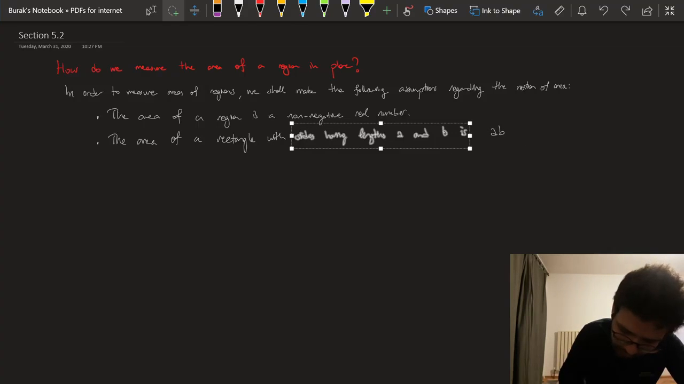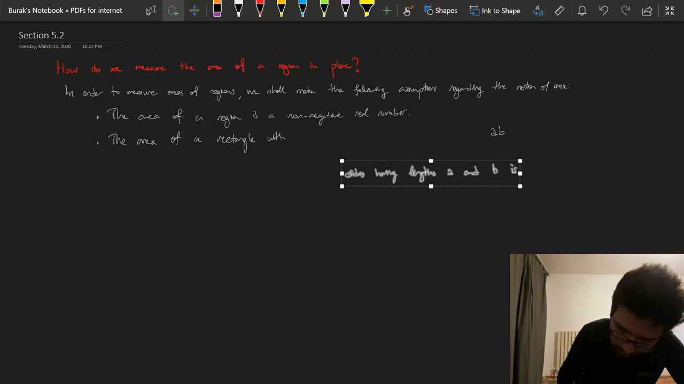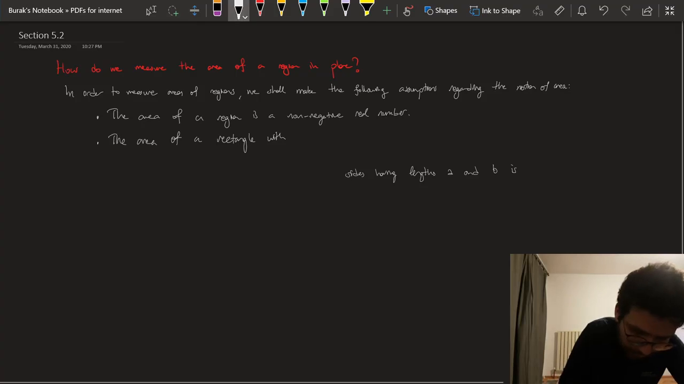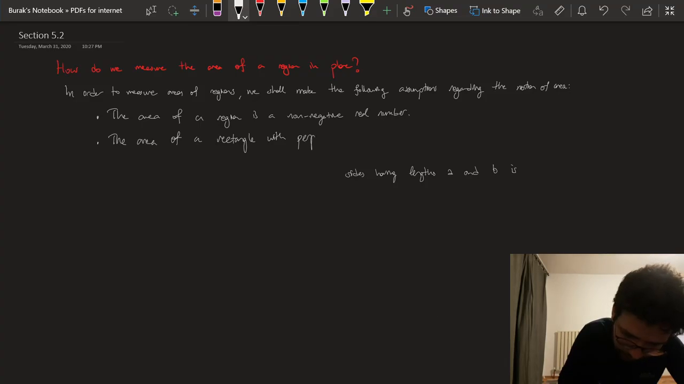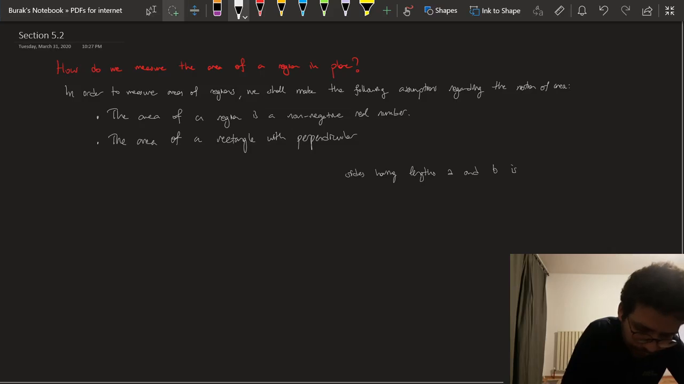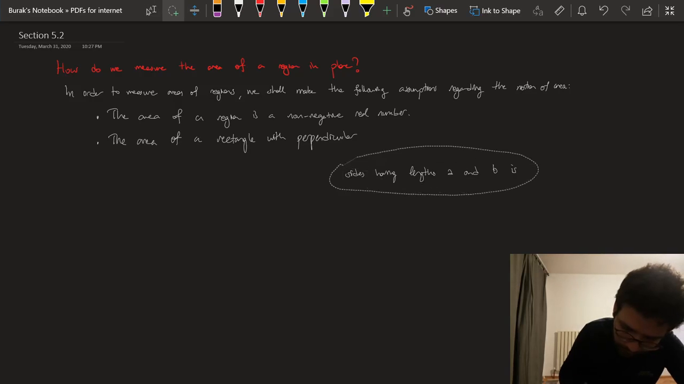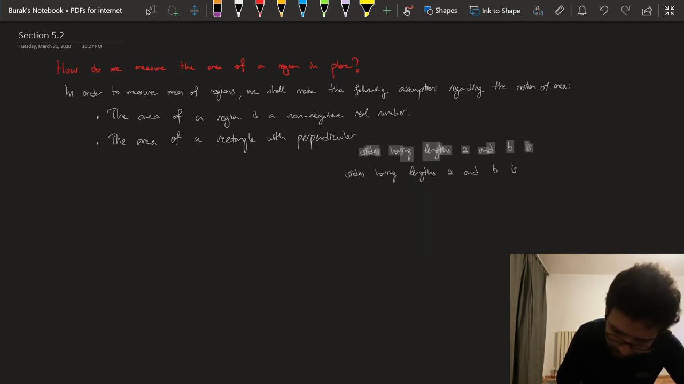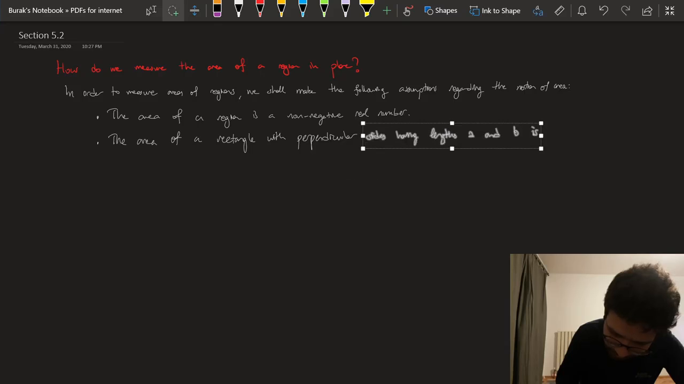I want to move this over here with perpendicular sides. Clearly, I'm talking about the perpendicular sides. So the area of a rectangle with perpendicular sides having lengths A and B is AB. So this is my assumption.